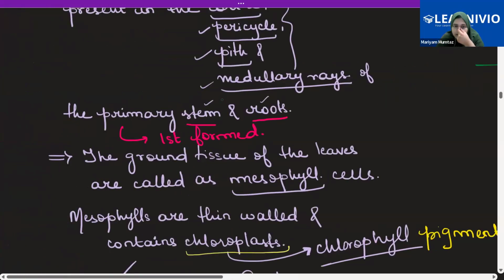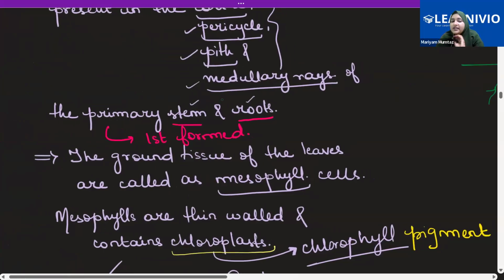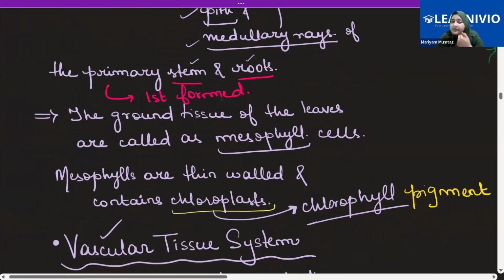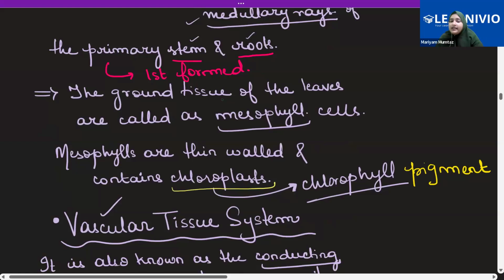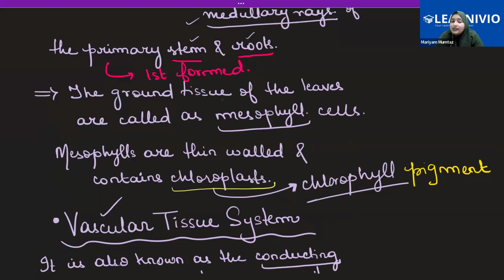Now, ground tissue of the leaves is called mesophyll cells. These mesophyll cells are thin-walled and they contain a lot of chloroplasts because this is the site where photosynthesis takes place. So this was about the ground tissue system.